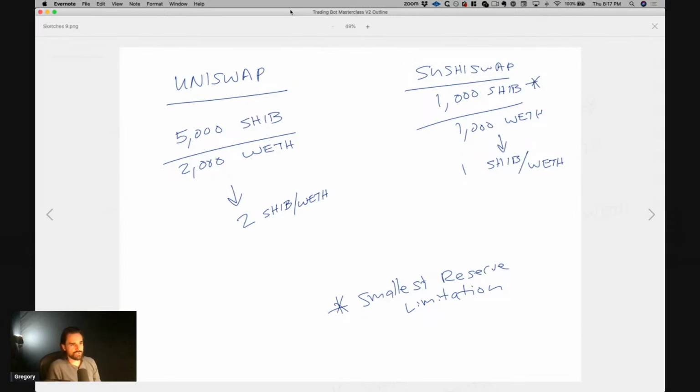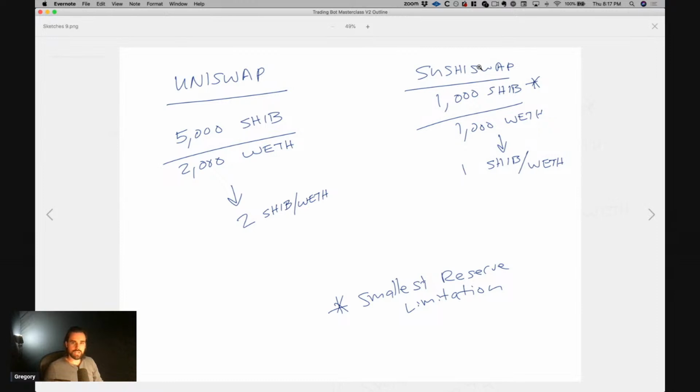They are reservoirs of money on the cryptocurrency exchanges so that you can essentially do the trades, and those are ratios of tokens. So that's how the cryptocurrency price works. If you look at this liquidity pool, this one's got 5,000 Shiba Inu tokens in it and 2,000 WETH tokens, that means the price is 2 Shiba Inu tokens per WETH, okay?